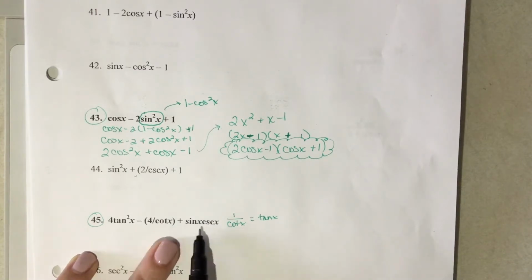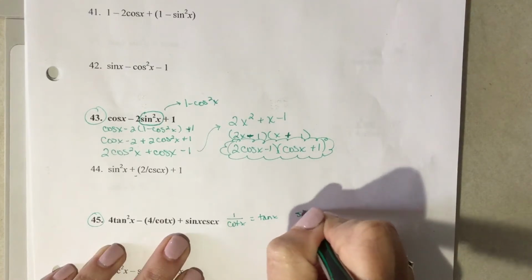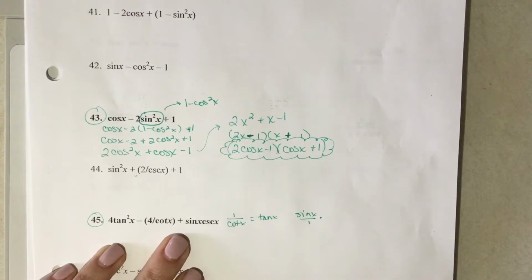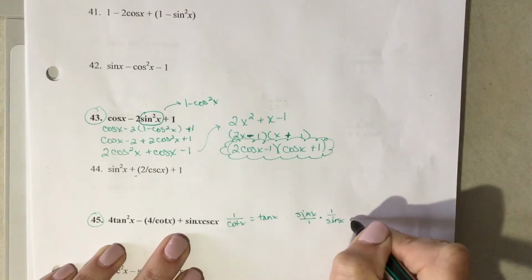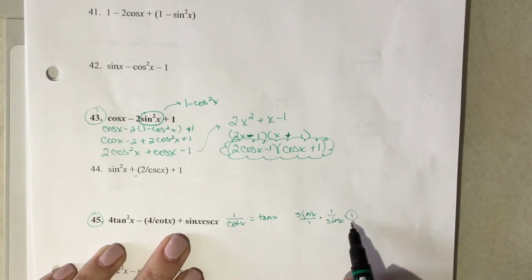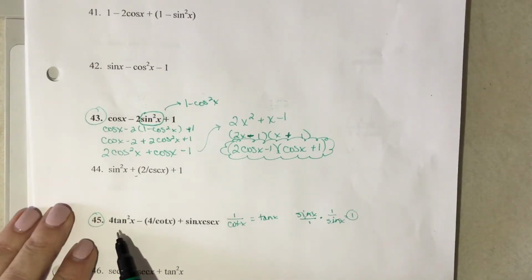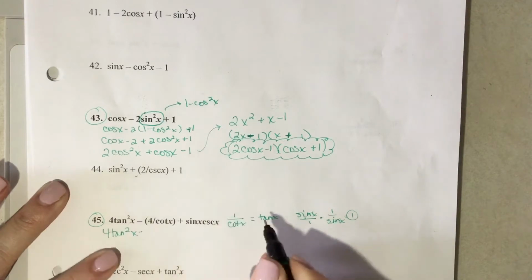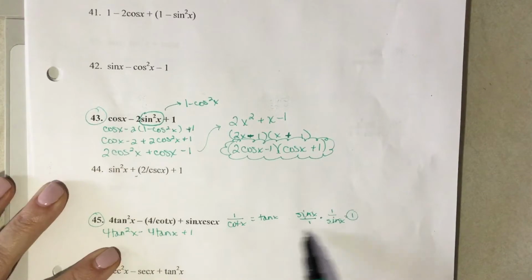So let's hold on that. Then I have sine x times cosecant x. Well, cosecant can be written in terms of what? 1 over sine. They cancel. And what's that equal? So if that's 1, can I keep the middle term as tangent and the first term is tangent squared? Absolutely. So what I have now is 4 tangent squared x minus 4 tangent x plus 1, all because of what I did right here.